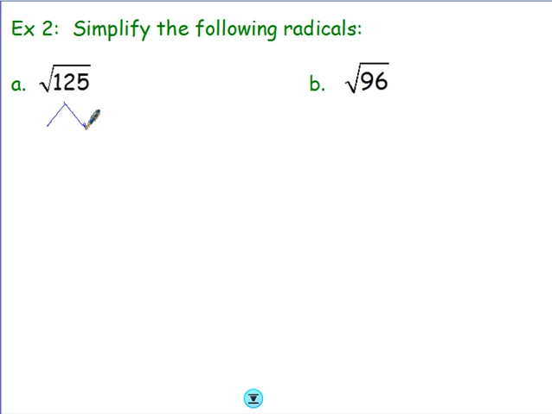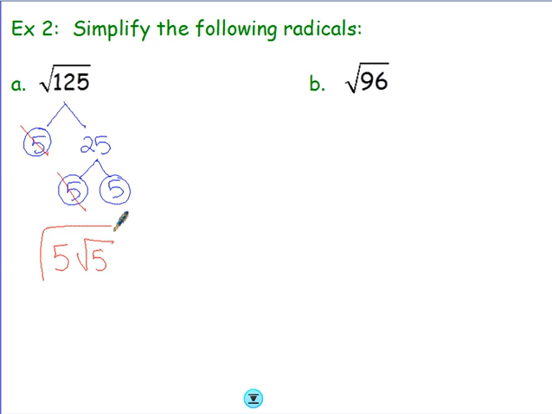125 can be divided by 5 and 25. 5 is prime. 25 is 5 and 5, both primes. We're looking for pairs. Cross off a pair of 5s. Outside the radical is a single 5. This 5 stays inside. Final answer.